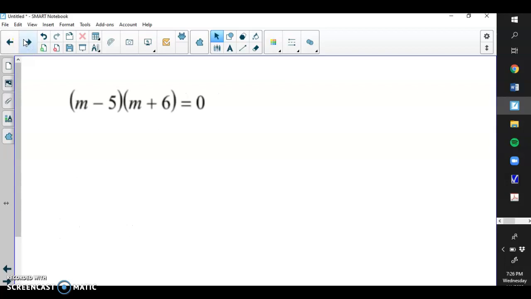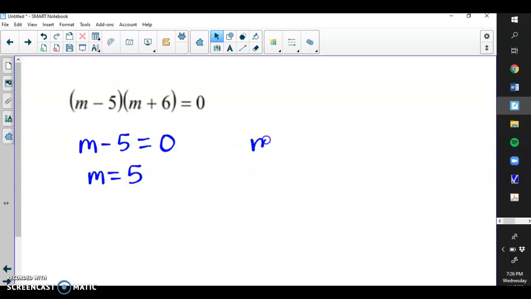So in this problem, it's already factored for us. If we can figure out what values we can use for m that will give us 0 within that parentheses, that will give us a solution that will work. In the first parentheses, we have m minus 5. So if we want to figure out what makes m minus 5 equal 0, we could add 5 to both sides, or we can also just think that m must equal 5.